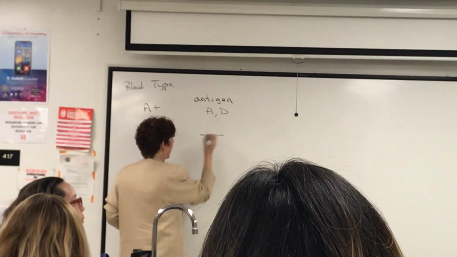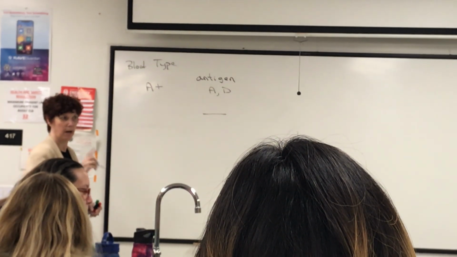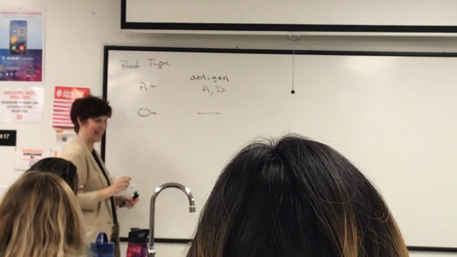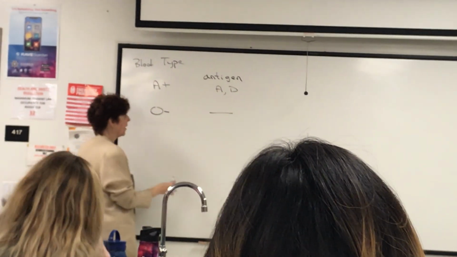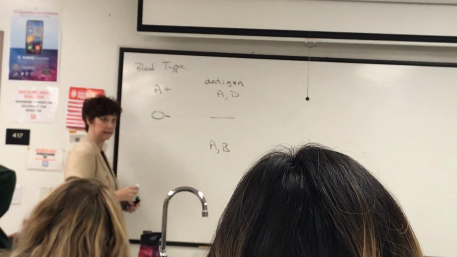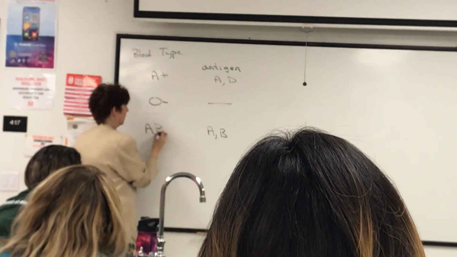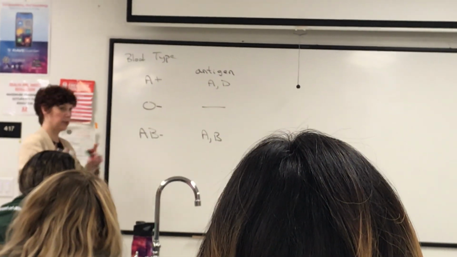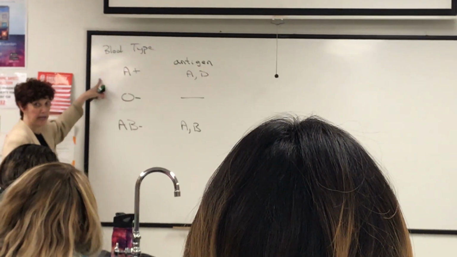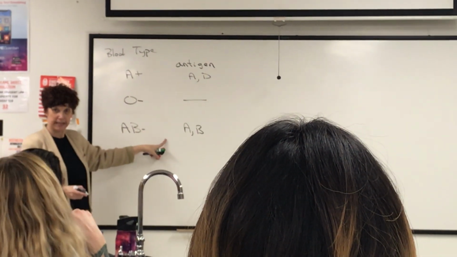If there were no antigens, what would the blood type be? O negative. Okay, so we're just looking at antigens right now, all right? If they had A and B antigens, maybe negative. Okay? So we're doing our lab blood typing today. We're looking for the antigens, and from the antigens that are present, we're getting our blood type.